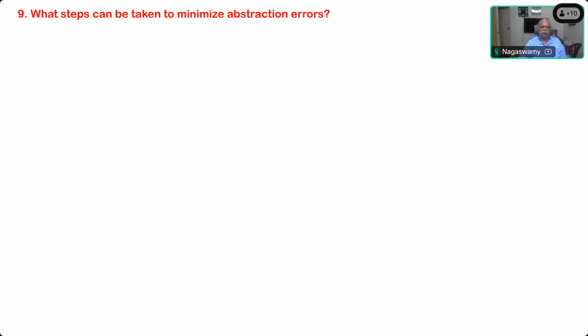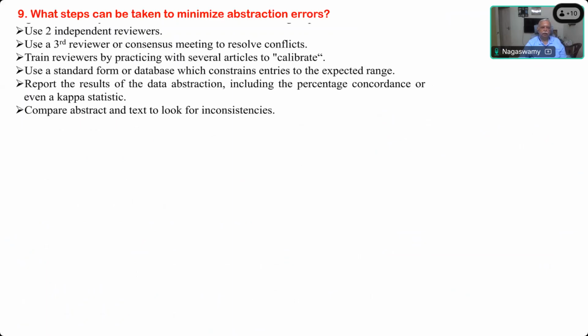Then what steps can be taken to minimize the abstraction errors? Use two independent reviewers. Use a third reviewer or a consensus meeting to resolve conflicts. Train reviewers by practicing with several articles to calibrate. Use a standard form or database which constrains entries to the expected range. Report the results of the data abstraction, including the percentage concordance or even a kappa statistic. Compare abstract and text to look for inconsistencies.